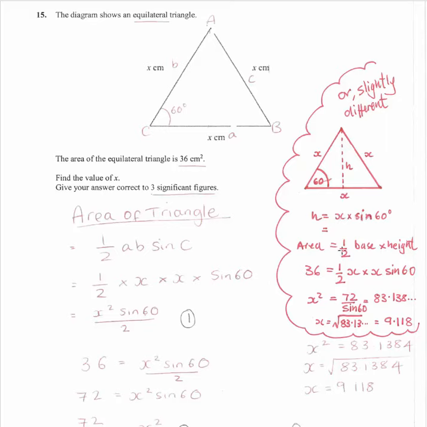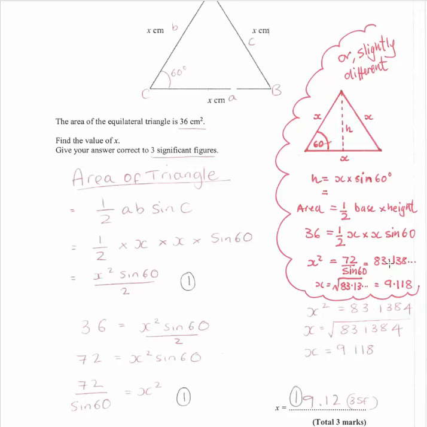The area of the triangle is half the base times the height. So it's 36, because we're told that's what the area is, and that must equal half of the base, half of x, times the height, which is x sine 60. Here it is here. So let's just work out what that is. It's going to be half x squared sine 60.